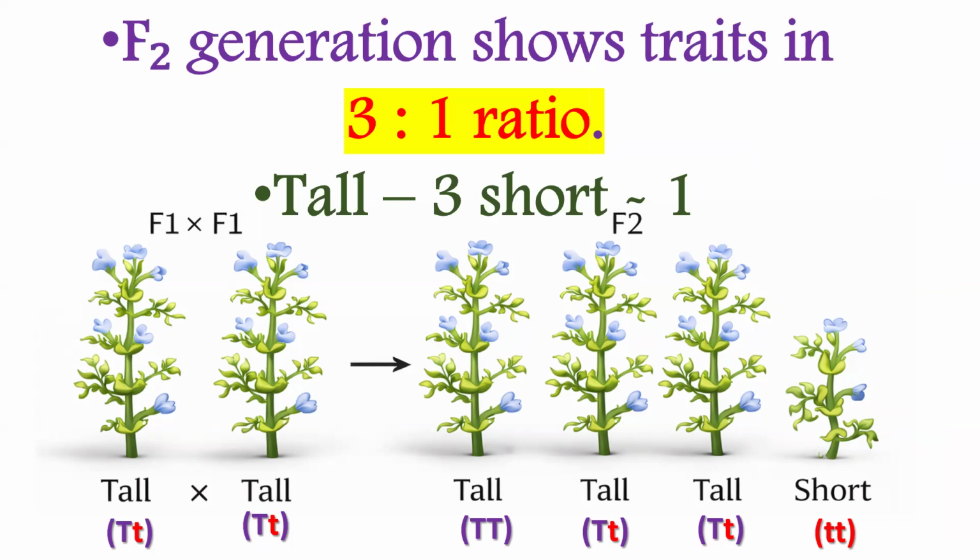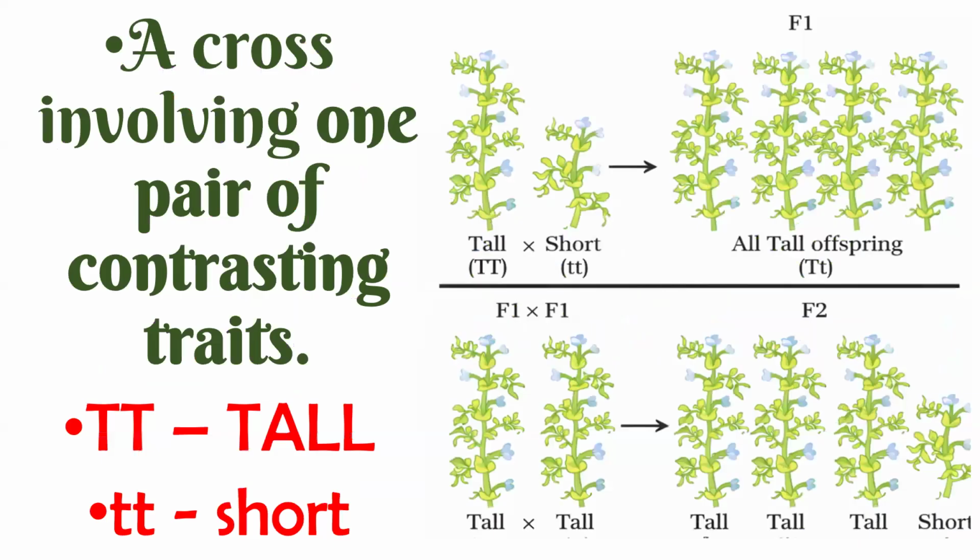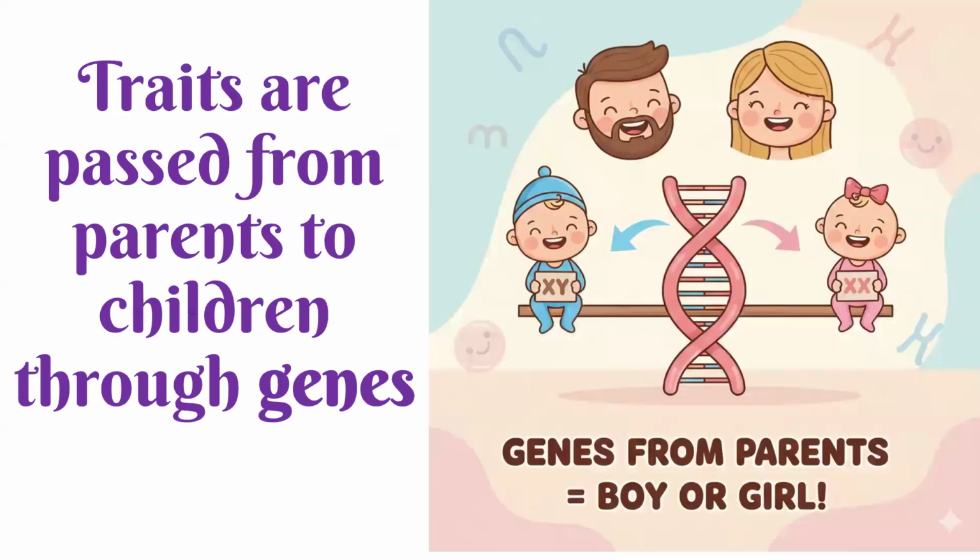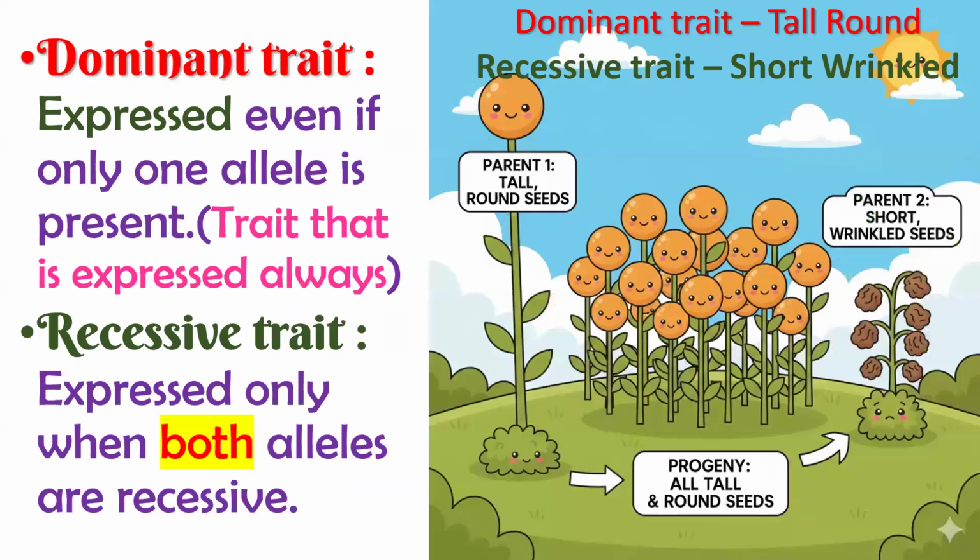But the short feature is expressed only when both of them are recessive. Both of the alleles are the same, right? So in this case, then only it is expressed. So the recessive trait is expressed only when both alleles are recessive. That is the meaning of the dominant trait and the recessive trait.